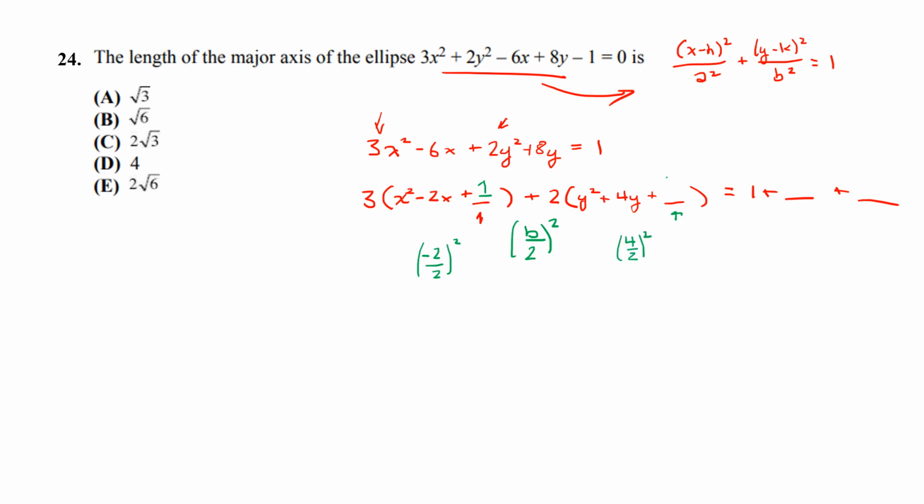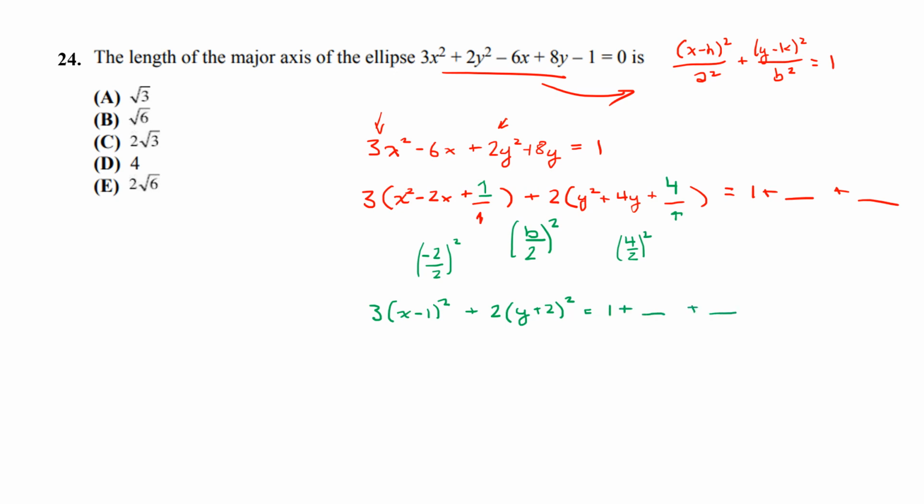Squared is 4. So let's write this out. What does it look like? We can simplify it into its (x minus 1) squared. And then we can do the same thing on this side. It's (y plus 2) squared equals 1 plus something plus something.